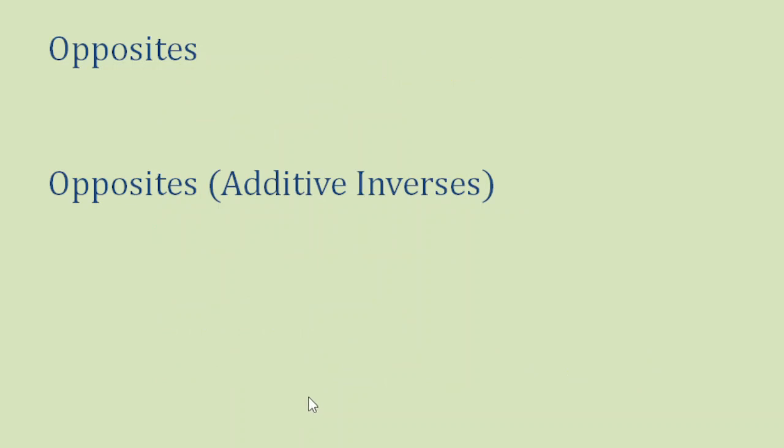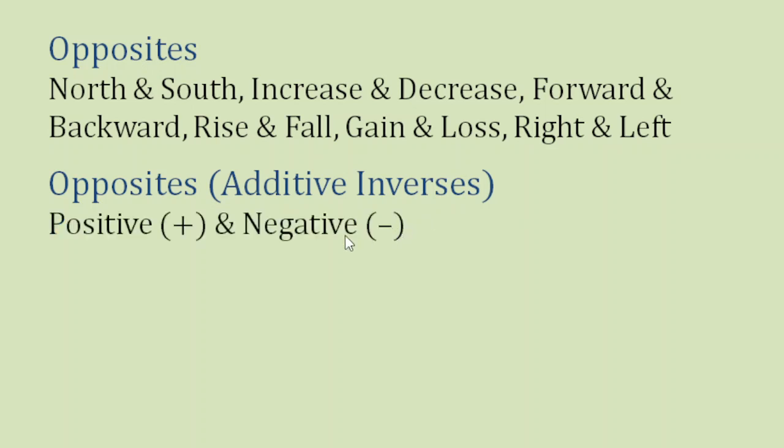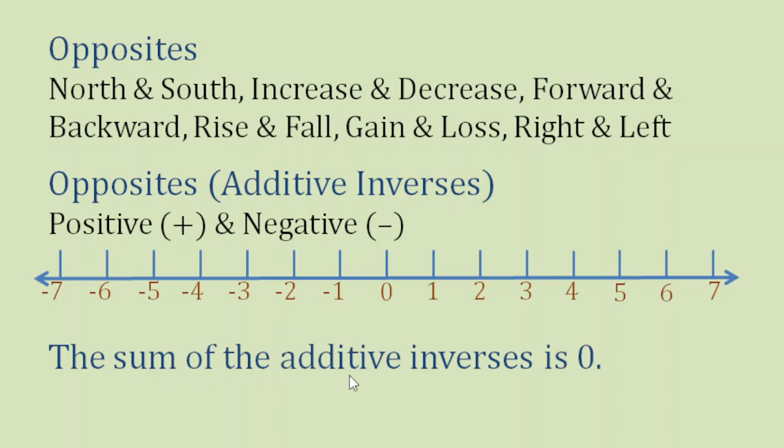So there are opposites in the real world. These are some of the situations: north and south, increase and decrease, forward and backward, rise and fall, gain and loss, right and left, and many more. In math, the other term for opposites is additive inverses, and they are actually the positive and negative. So the sum of the additive inverses is 0.